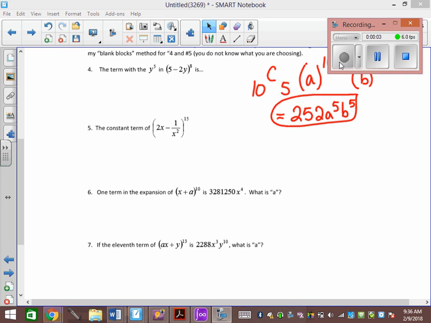One more than the n value. So for number 4, how many terms would there be? 9. If you're given the term number, how can you find k? K is always one less.